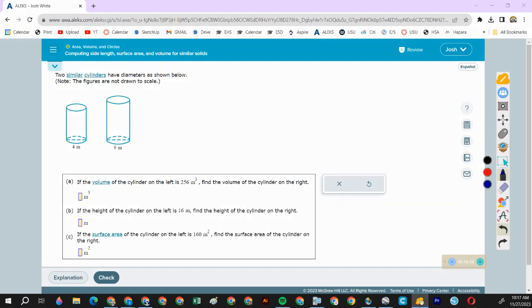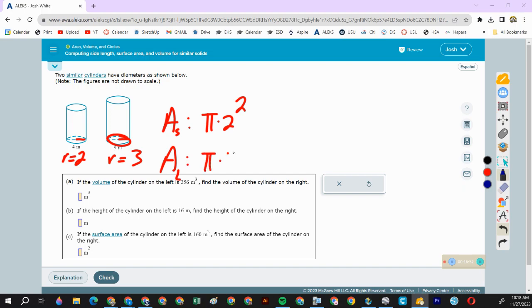All right. These two cylinders are similar. So this has a radius of 2. This has a radius of 3. So the area of the small one is pi times 2 squared. So that's the small one. The area of the large circle is going to be pi times 3 squared. Okay. So what is the ratio of the areas? So 9 pi divided by 4 pi equals 9 over 4. That is the ratio of the areas.